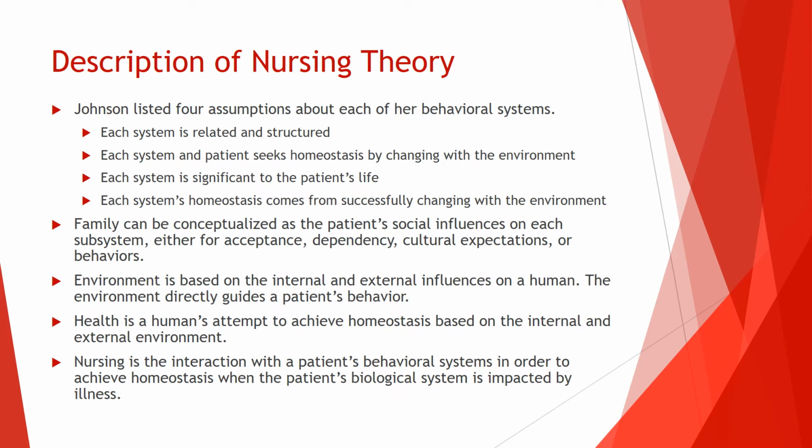Family can be conceptualized based on Johnson's theory as the patient's social influences on each subsystem, either their need for acceptance, dependency on others, cultural expectations, or behaviors that are learned from their social environment. Environment is based on the internal and external influences on a human. The environment directly guides a patient's behavior.